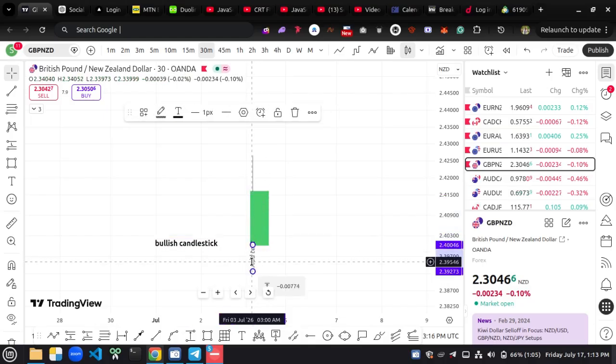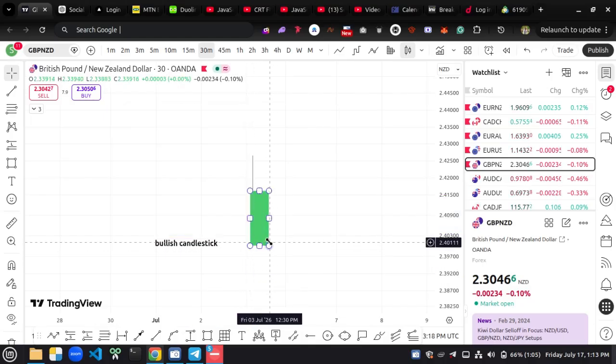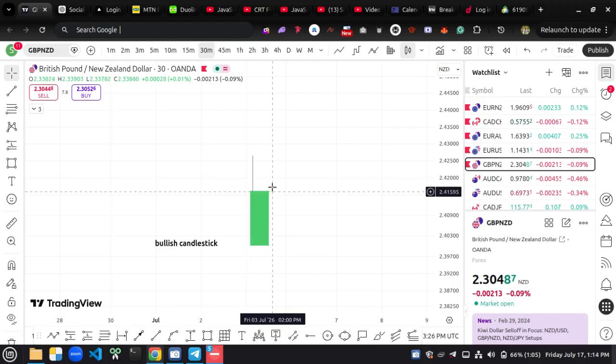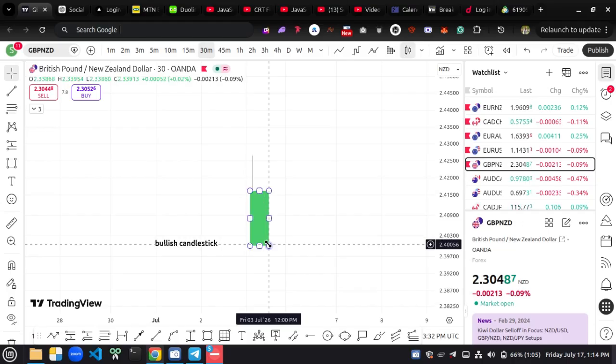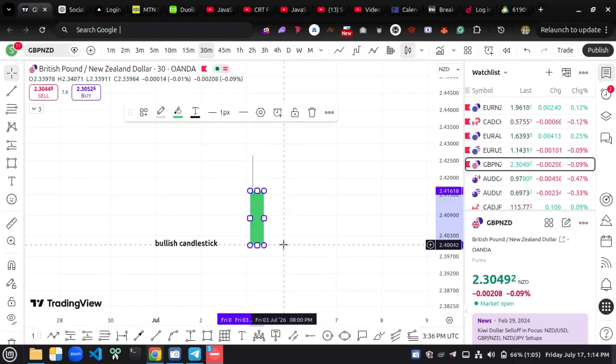Let me delete this first. If it opens at this point, if it is a bullish candle, if it's going to end as a bullish candle, the close is going to be at this particular point. If this is the opening, right? This particular line is the opening.